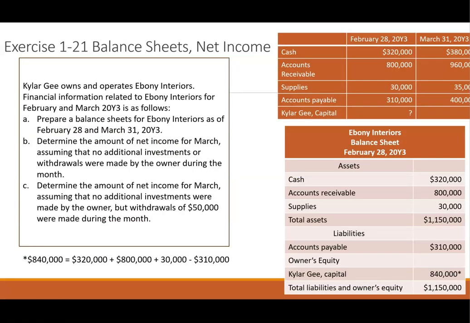Okay, so in this case, on the balance sheet, we've got the 800, this is as of February, the assets, and we've got the liability of 310, so we know what his capital had to be. His capital was 840 because it's got to be the 1,150,000 minus the 310,000.